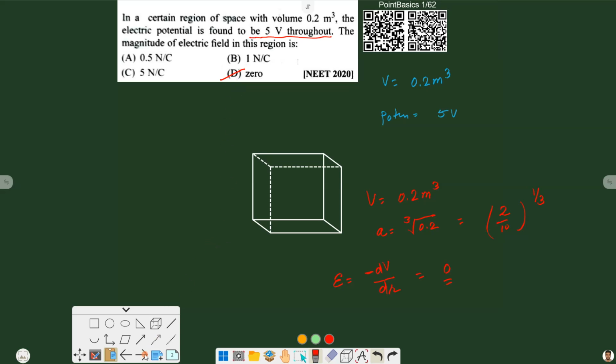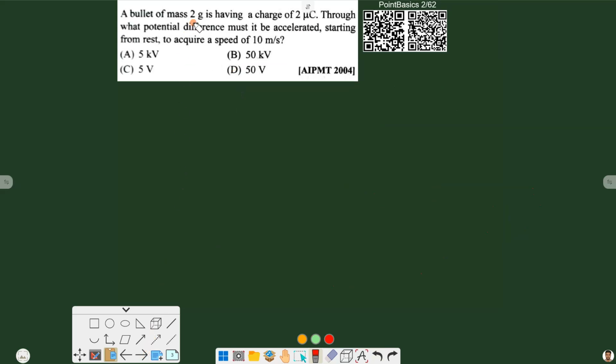Moving to next question. A bullet of mass 2 gram having charge 2 microcoulomb must be accelerated from rest through a potential difference so that it acquires a speed of 10 meter per second. Here we can apply energy conservation: the kinetic energy acquired by the bullet, half mv square, should be provided by the electric potential, and the work done by a charge in electric potential is given by q times the change in potential.